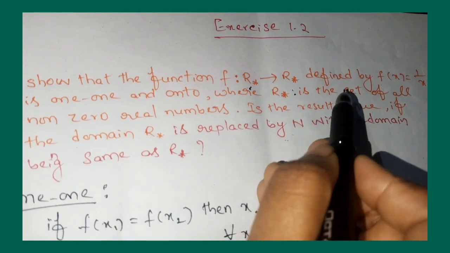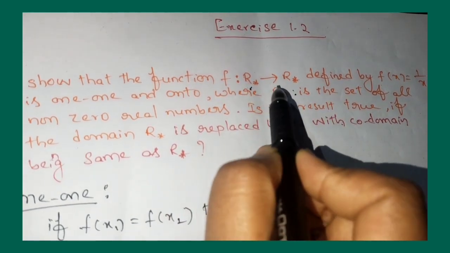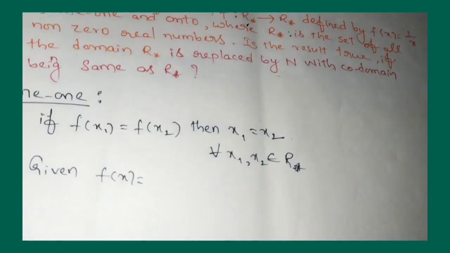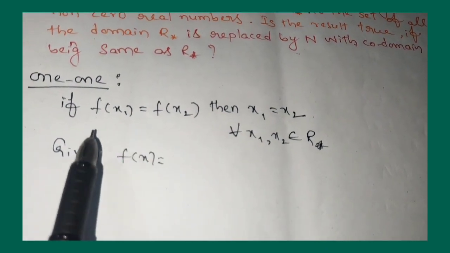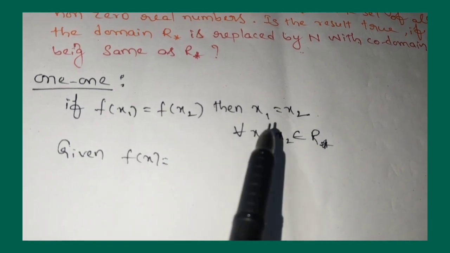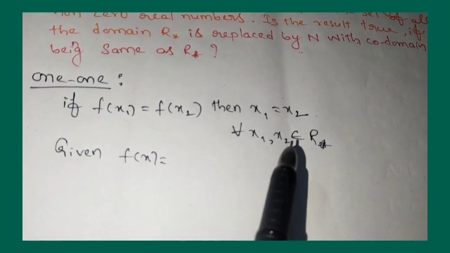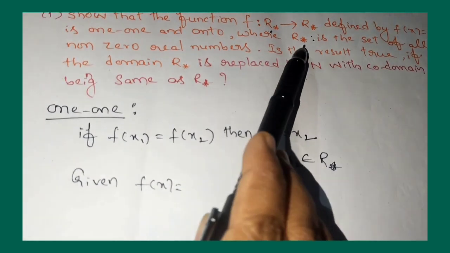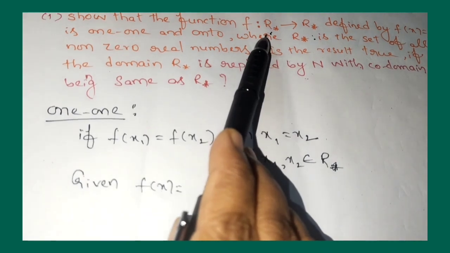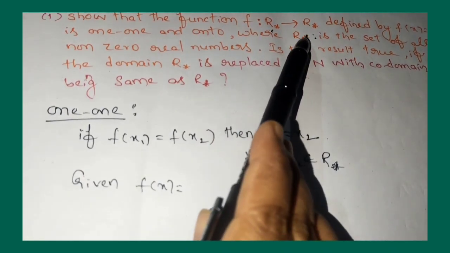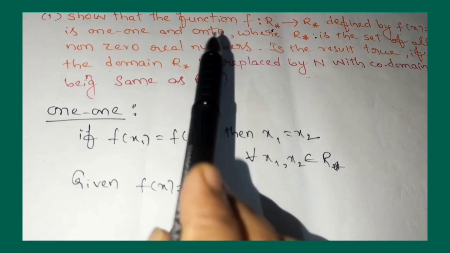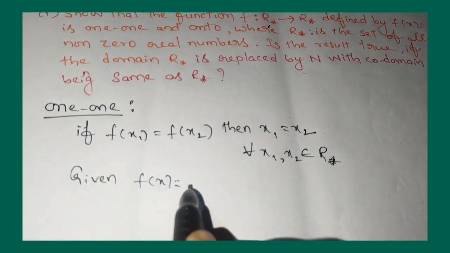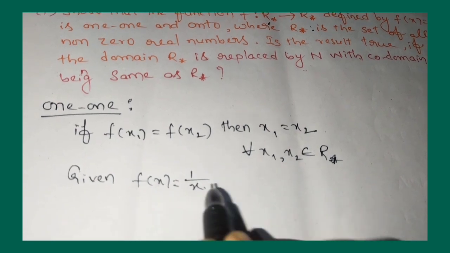We need to check whether the given function f maps R star to R star is one-one or onto. We will check. So first we write the one-one formula: if f of x1 is equal to f of x2, then x1 is equal to x2, for all x1, x2 belongs to, what is here, x1 is input, x2 is output. So here the input is R star, non-zero real numbers, and the output is also non-zero real numbers. So both belong to non-zero real numbers. Then write the given. What is the given? f of x is equal to 1 by x.